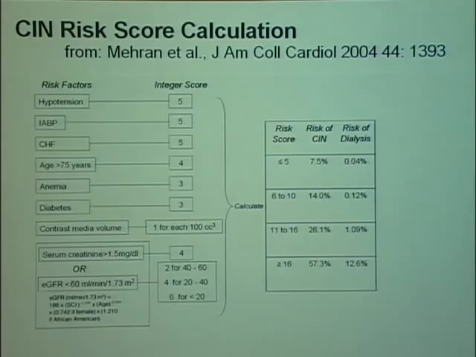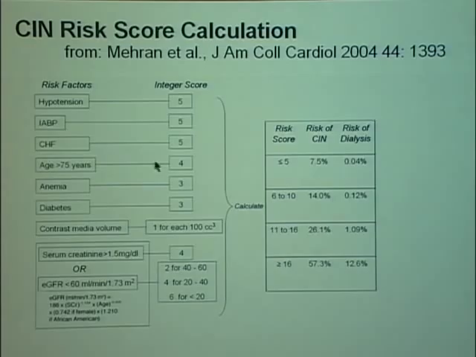They identified these factors that were also positively associated with the onset of nephropathy, assigned point scores to them, and the calculation is based on simply adding the point scores with each of these factors. So if a patient has hypotension at the time of their contrast study, they get 5 points. If they needed a balloon pump at or following the contrast study, they get 5 points.